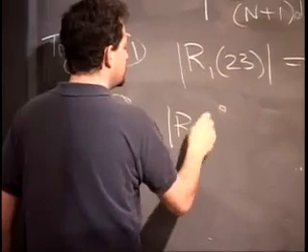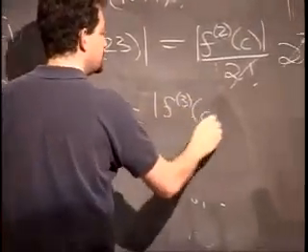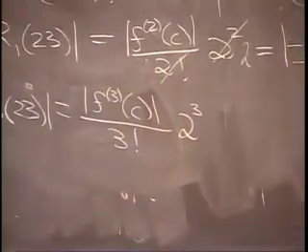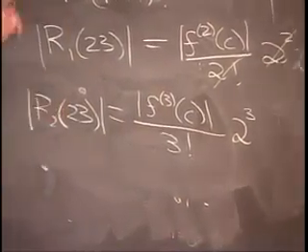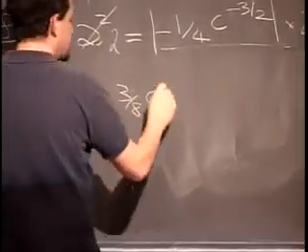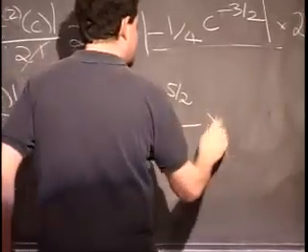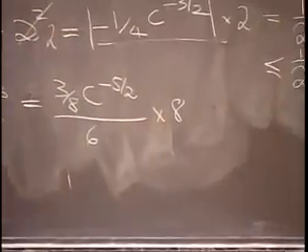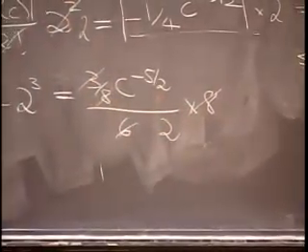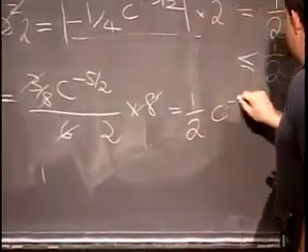So, R2 of 23 is the absolute value of the third derivative over 3 factorial times 2 cubed, using the same formula. And the third derivative is 3/8 c to the minus 5 halves. So this is 3/8 times c to the minus 5 halves divided by 6, because that's 3 factorial, times 8. Well, 8 and 8 cancel. 3 and 6 leave us with a 2. And we get, let me write it out one more time, 1/2 c to the minus 5 halves.